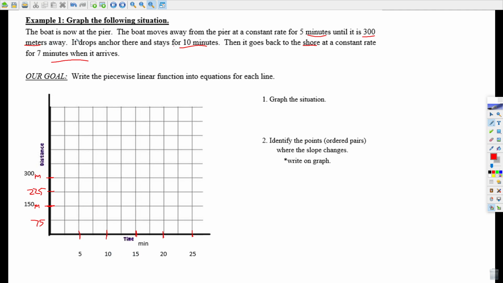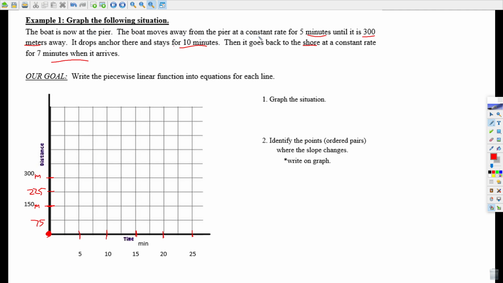So let's start with the story. The boat's at the pier. What this should say is the distance away from the pier, and the time. Before we even start, we're going to add time and see how far away from the pier we go. Originally, if we are at the pier, we are no distance away, and no time has elapsed. So we're going to start at the origin, 0, 0.